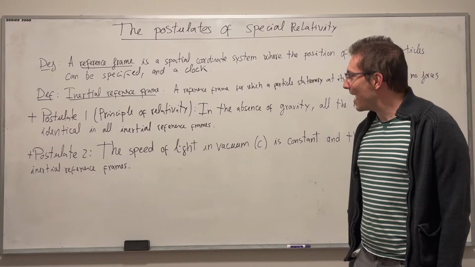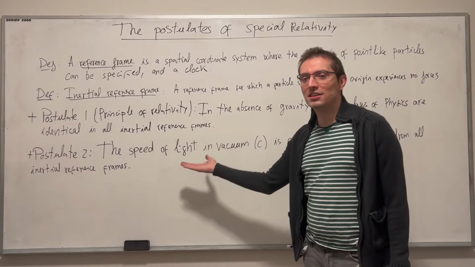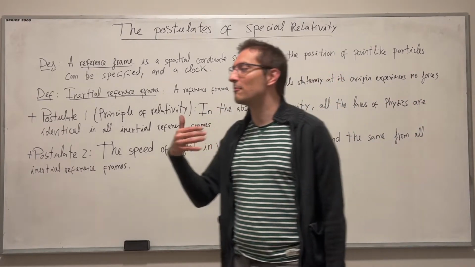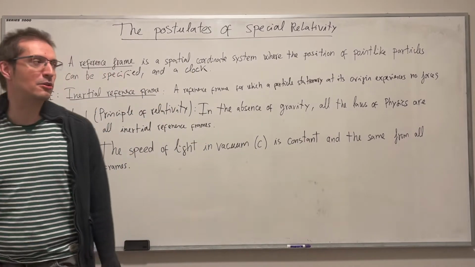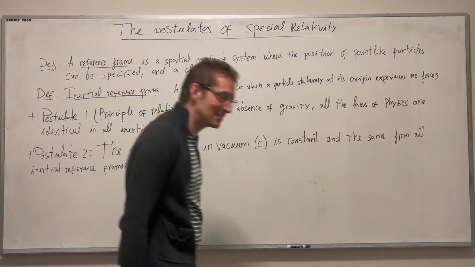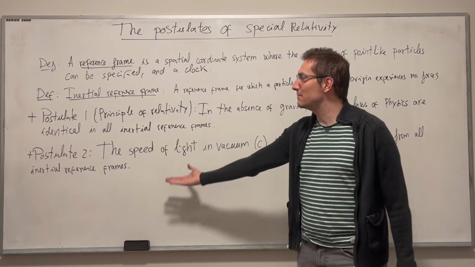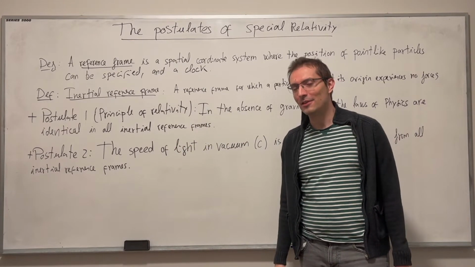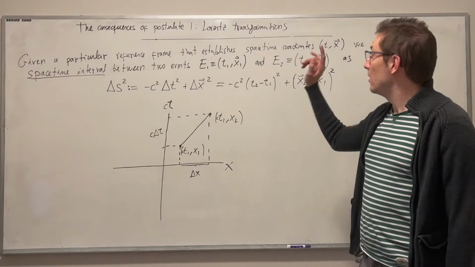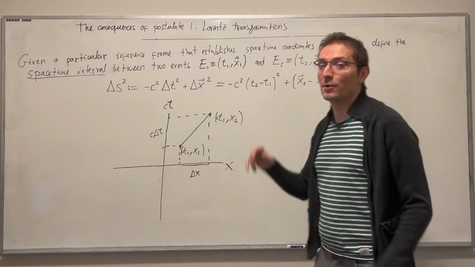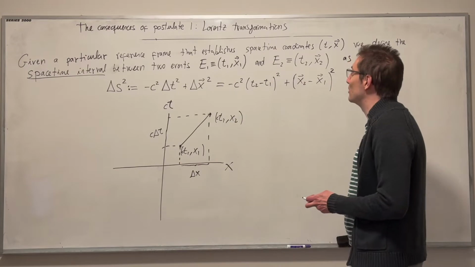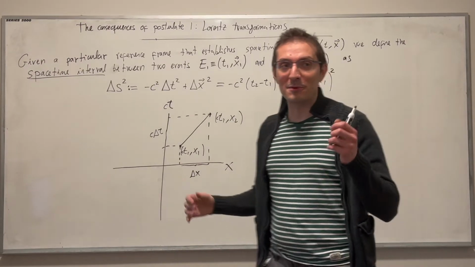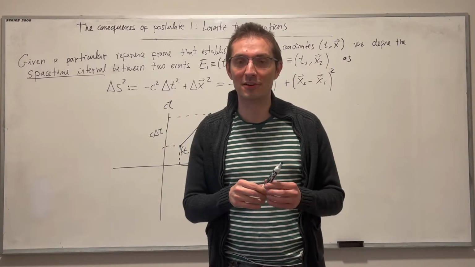So let's see what happens if I go with these postulates and try to derive the transformation between reference frames. What is the modification that I have to do to mechanics and kinematics if I accept these two postulates to start with? Shall we see what the consequences are? All right, let's calculate the consequences of assuming the postulate that the speed of light will be the same from all inertial reference frames.